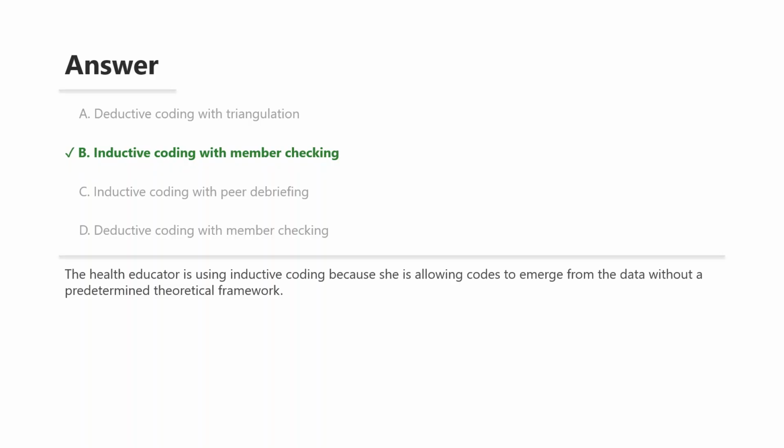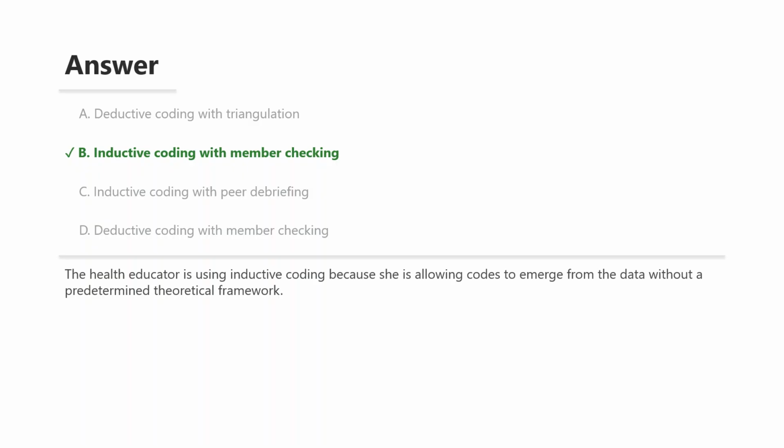The correct answer is B. The health educator is using inductive coding because she is allowing codes to emerge from the data without a predetermined theoretical framework. Her bottom-up approach is characteristic of inductive analysis. The credibility strategy she is using is member checking because she is returning to the original participants to verify whether her interpretations accurately reflect their experiences.